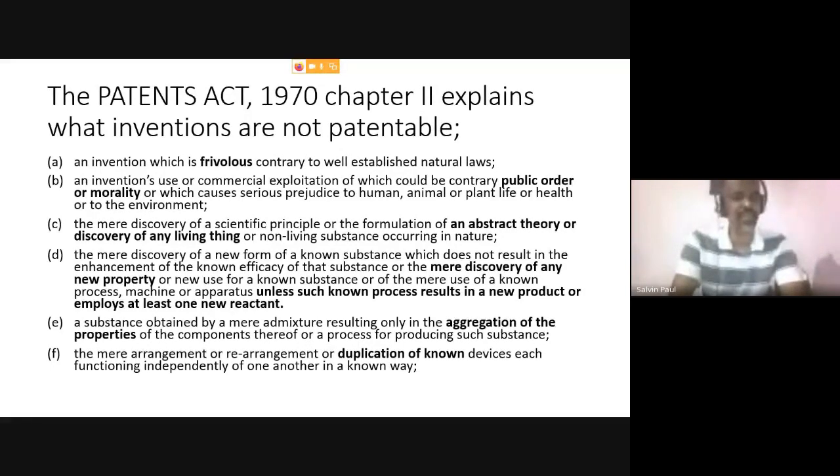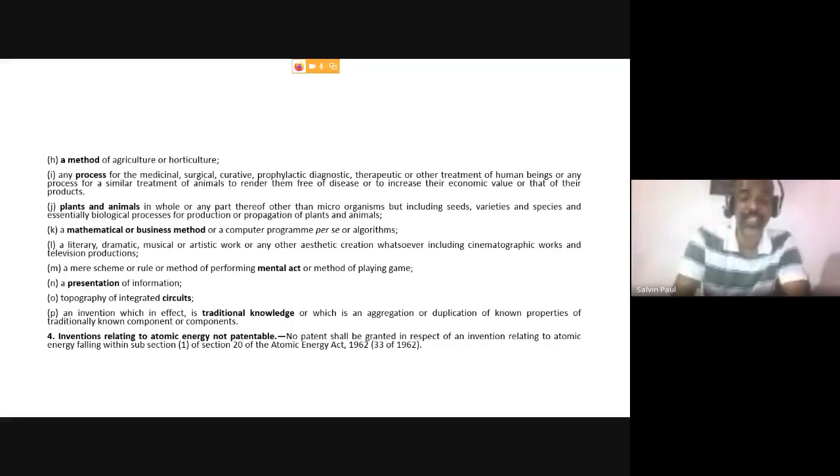A mere discovery of any new property or material cannot be patented. Aggregation of properties, or doing any mixture and creating something, also cannot be patented. Duplication of known devices, rearrangement, or reverse engineering, etc., cannot be patented. A method of agriculture or horticulture cannot be patented. Any process in medicinal, surgical, curative, diagnostic, therapeutic, etc., cannot be patented. Plants and animals cannot be patented. Mathematical or business methods cannot be patented. Literary, dramatic works, all these only come under copyright. A mental act or any kind of playing game, etc., cannot be patented.